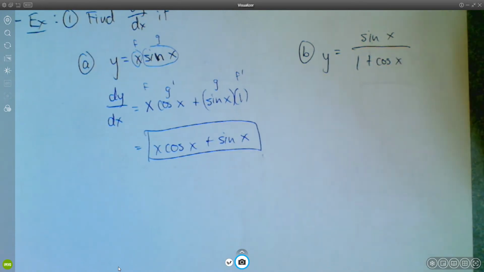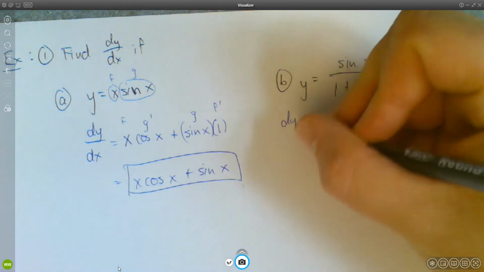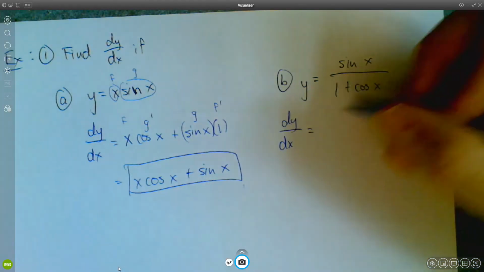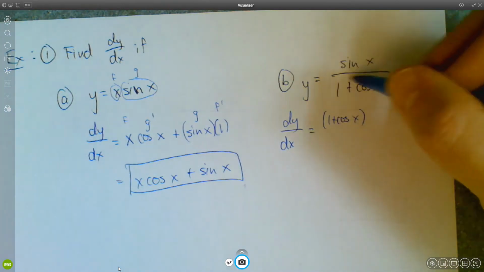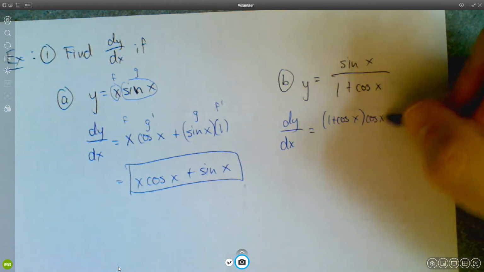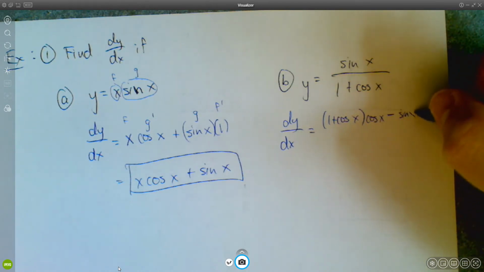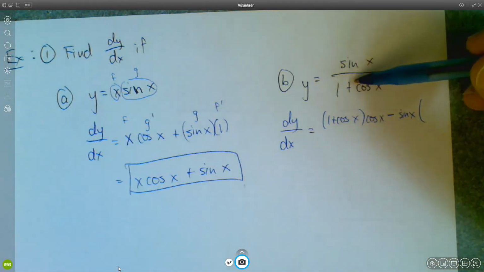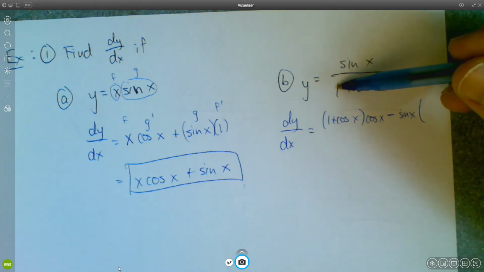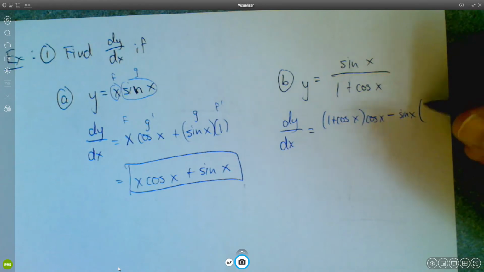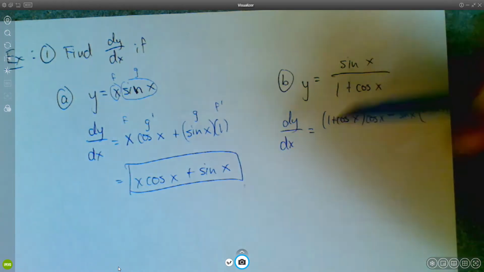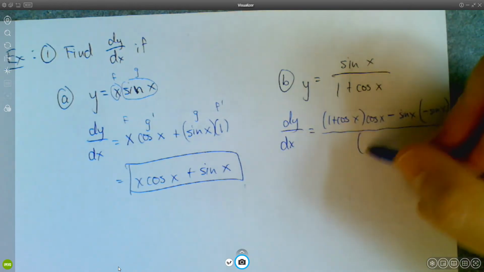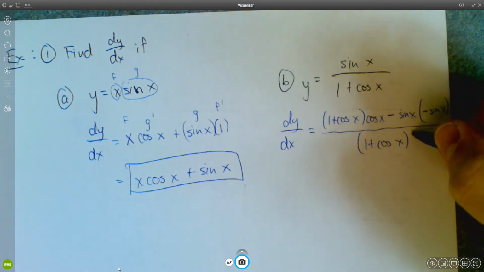Okay, here's my solution. This time we're going to use the quotient rule. We're going to do low d high, so the derivative of sine x is cosine x, minus high d low, so the derivative of the denominator. Well, the derivative of 1 is 0, and the derivative of cosine is negative sine. So this is low d high minus high d low, over low squared.